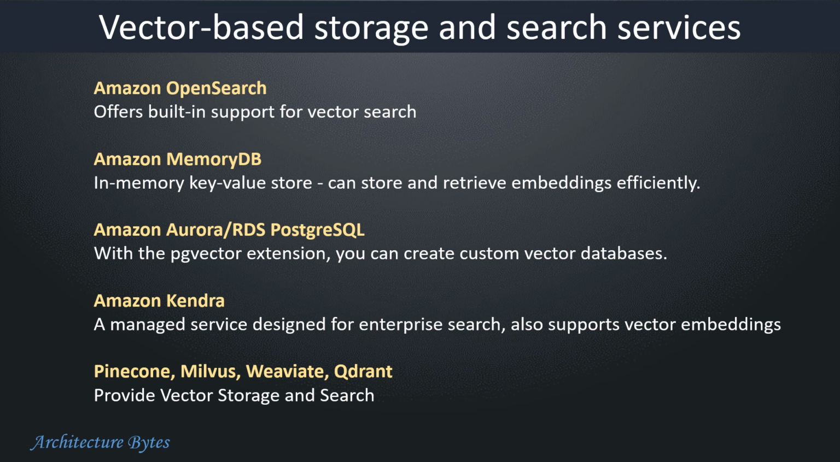Here are some services that support vector-based storage and search: Amazon OpenSearch, Amazon MemoryDB, Amazon Aurora RDS Postgres, Amazon Kendra, and there are other products like Pinecone, Milvus, Weaviate, and Qdrant.